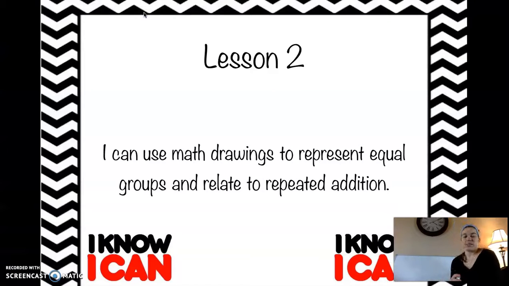Hi class, so today we are going to be doing lesson 2 for our math. This is module 6, lesson 2. Our I can statement for today is I can use math drawings to represent equal groups and relate to repeated addition. So today you're going to need a piece of paper and a pencil so that you can draw your pictures, and we're going to be doing some addition today. So I hope you're ready.